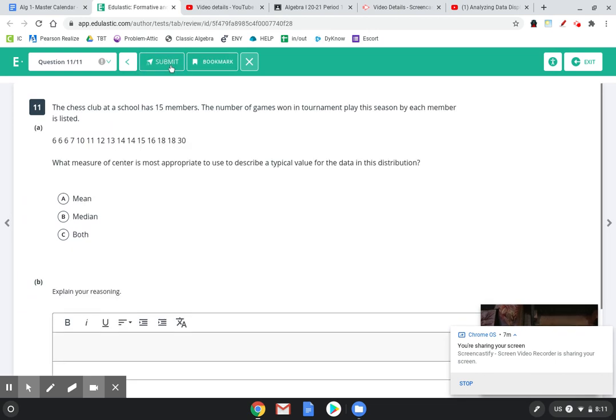Last question. It says the chess club at school has 15 members. The number of games won in tournaments played by the season by each member is listed. Here's all of them. It says, what measure is most appropriate to use to describe the typical value of data in the distribution?